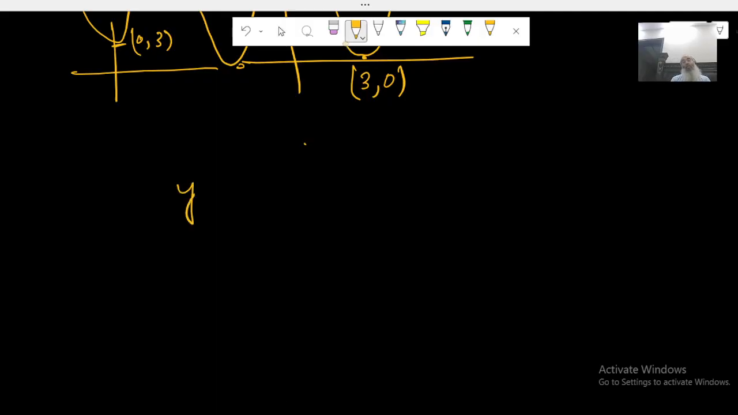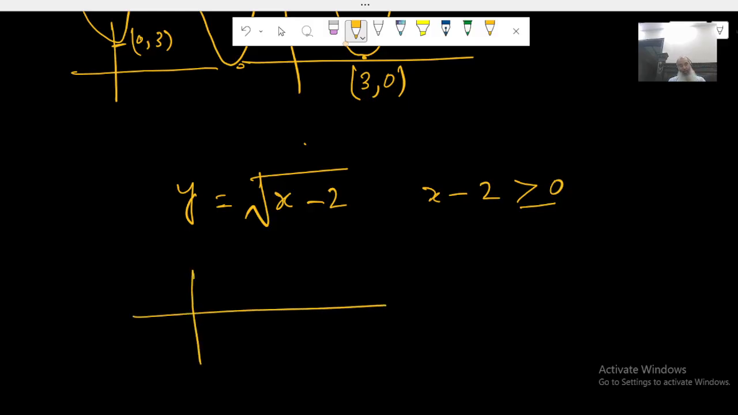Now the second mistake is you forget the domain restrictions. It's important. For example, here if we write the square root of x minus 2, inside the square root this expression must be greater than or equal to 0. If it is negative, then it's not defined. So the graph starts only from x equals 2. Its graph will be like this one. It will start from here at x equals 2, not before that. So always keep in mind the domain of the function.